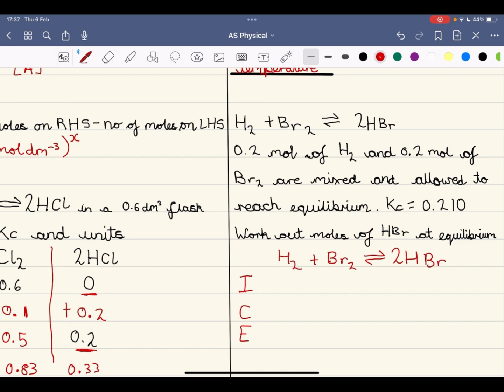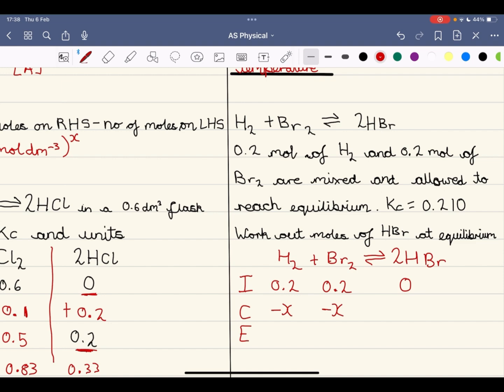And we have 0.2 moles of hydrogen and 0.2 moles of bromine. They haven't mentioned hydrogen bromide, so we can just assume that it's going to be 0. And for the losses and gains, we can just use a general variable like x. So let's say we lose x moles here, then because it's a 1:1 ratio, we're also going to lose x moles here.